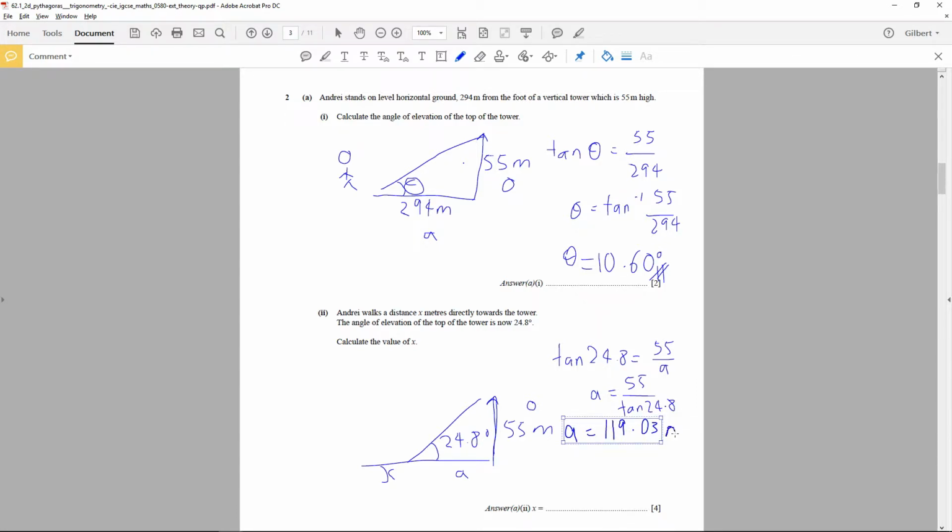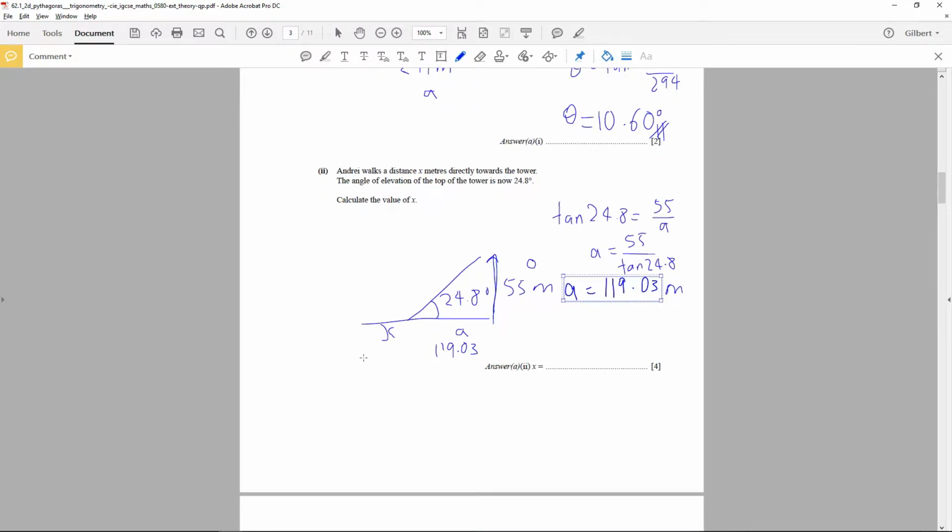Now, if this is 119.03 and the whole length was 294, so you have to use 294 meters minus 119.03. Remember to use your full values in your calculator. Final answer of 174.97 meters. This will be the value of x. Alright.